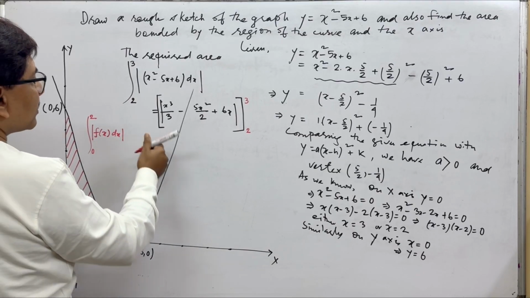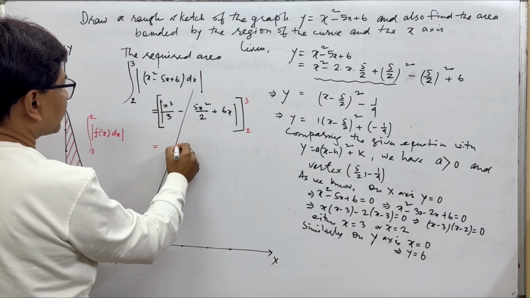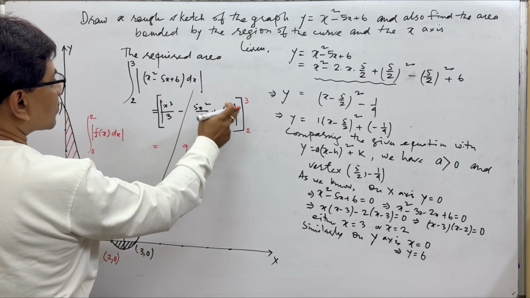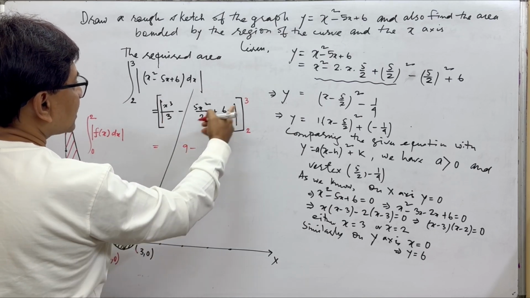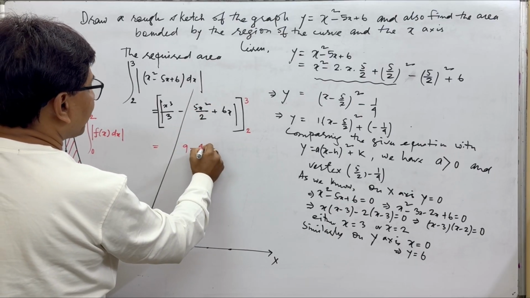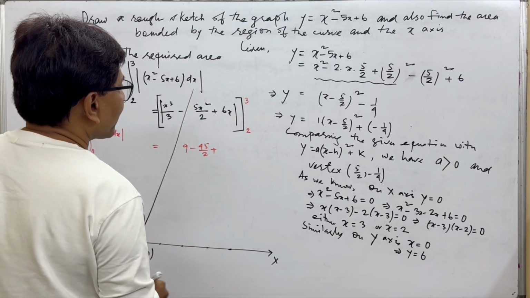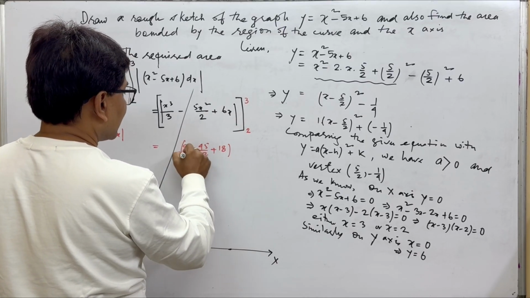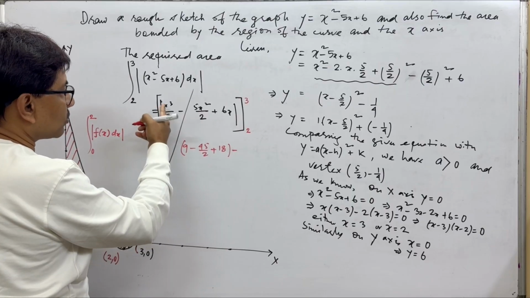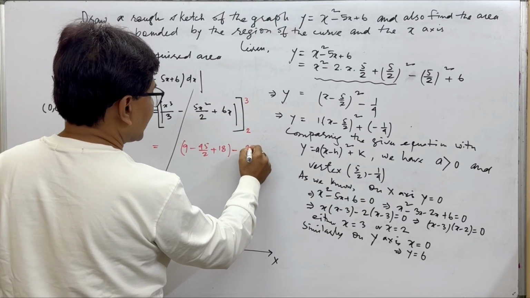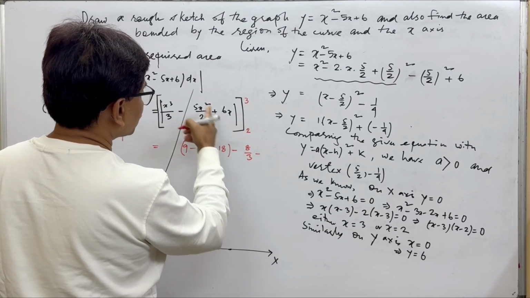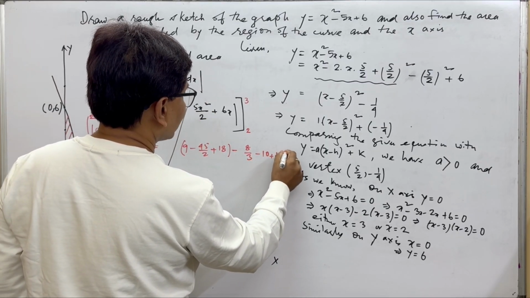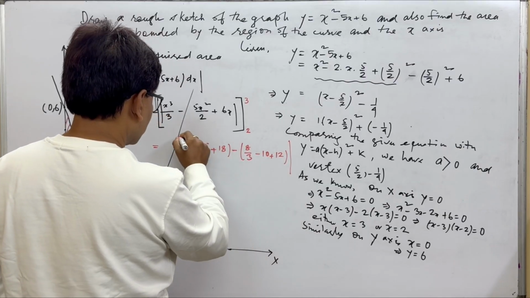So x cube, that means 3 cube is 27 by 3, that is 9, minus 3 square 9, 9 fives are 45 by 2, plus here we are finding 6, 3 sixes are 18. And always give a minus sign, because this value also we are putting: 2 cube is 8 by 3 minus 2 square 4, 2 fives are 10 plus 6 twos are 12.